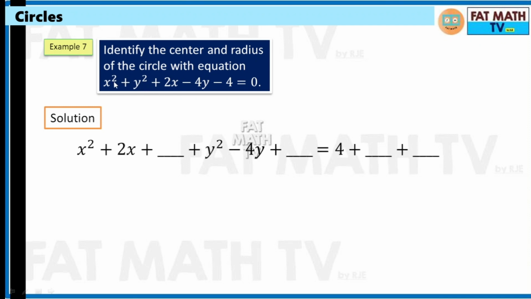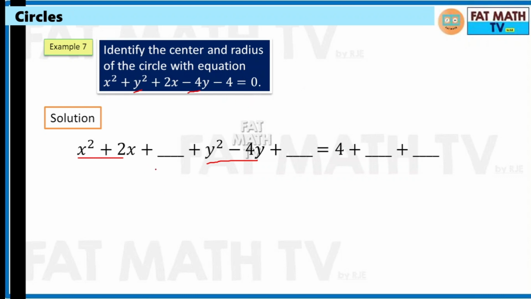First, you have to put together the x's. So x squared and 2x should go together. And then y squared and negative 4y should also go together. And then put the constant to the right side. If you add positive 4 to both sides of the equation, that will transfer the negative 4 to the right side. That is going to be positive 4.